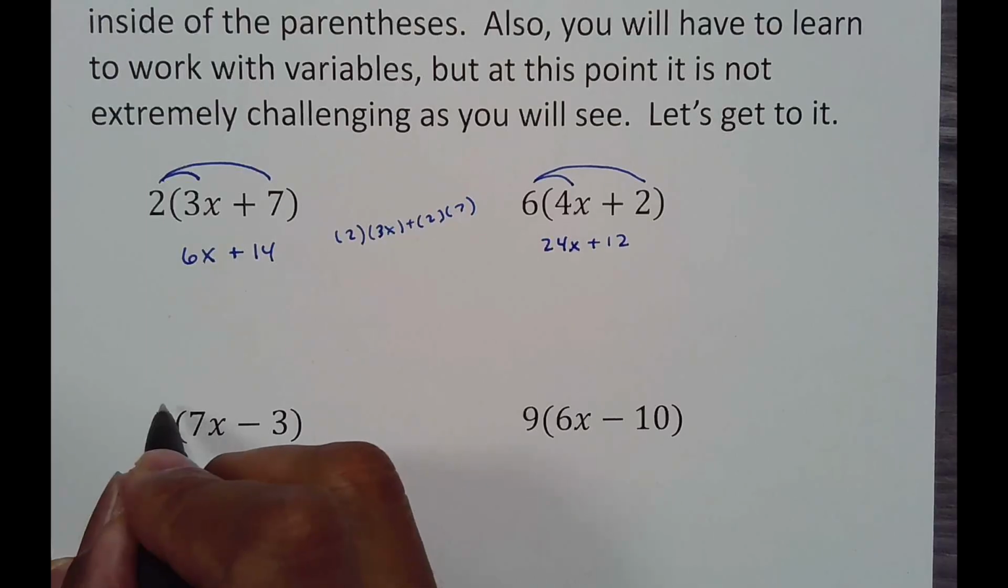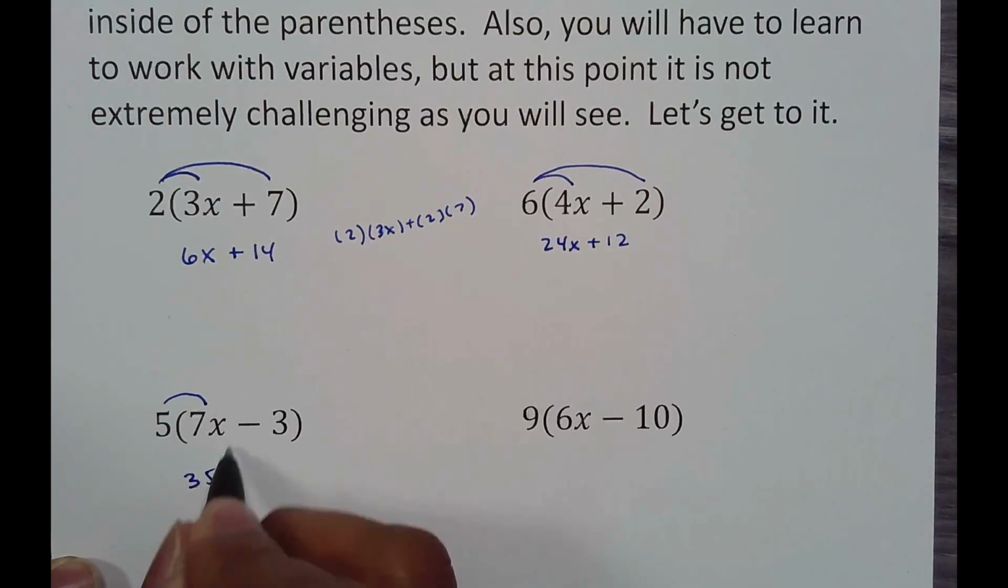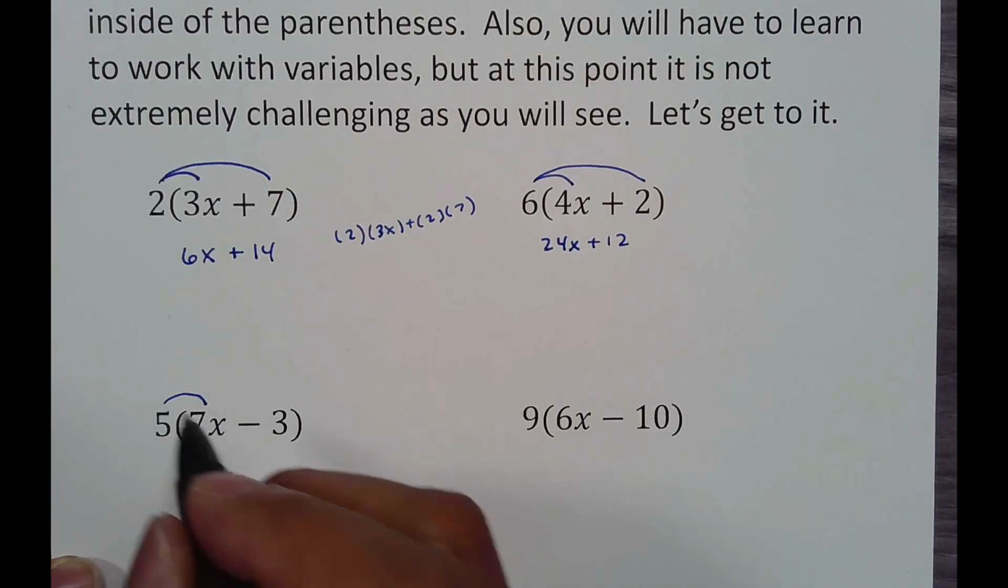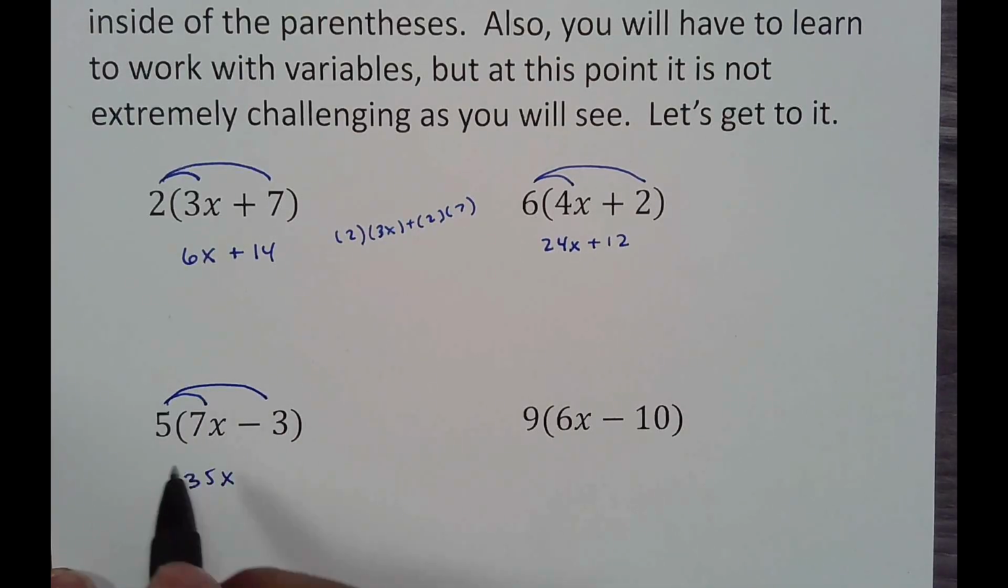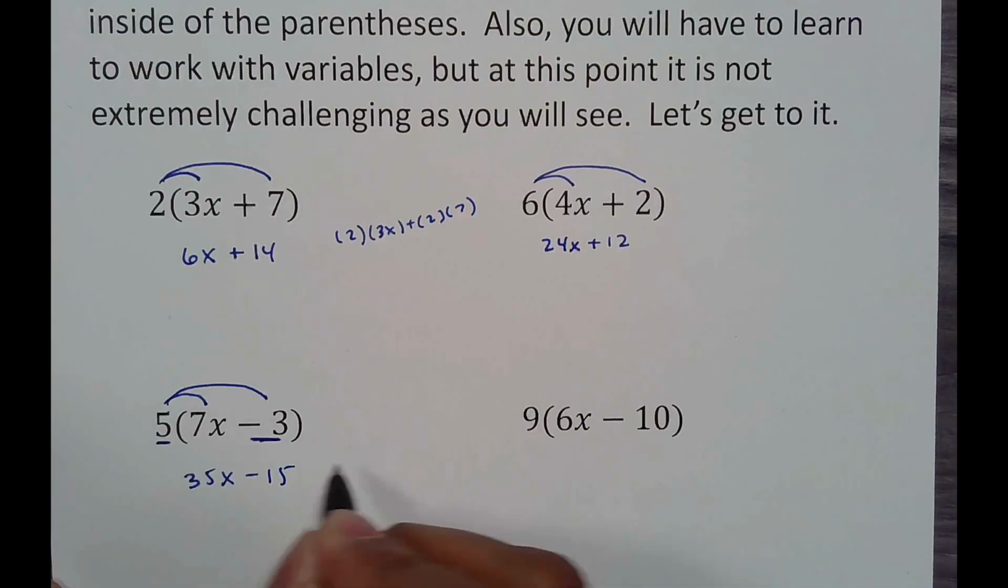5 times 7x, again, doing this part here. 5 times 7 itself is 35. Just bring down the x. And then here's where you have to be careful. This is a 5 times a negative 3. And what we should have seen at this point is the rules of multiplying. If you multiply and there's one negative, then it's negative. If you multiply, there's 2 negatives, then it's positive. So 5 times negative 3 would be a negative 15.